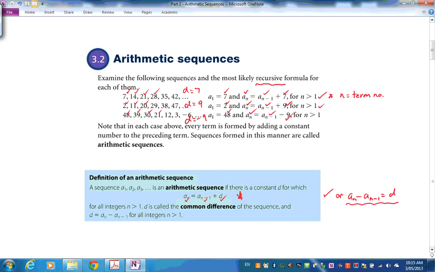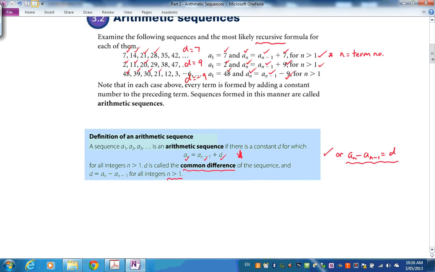It's any term minus the preceding term must have a common value. Okay, and that d is called the common difference. It's common to all pairs of terms: the higher number term minus the term that came before. And of course, n is an integer because n is the term number. So we're starting to build up a process, a mathematical analysis, if you like, of these sequences.